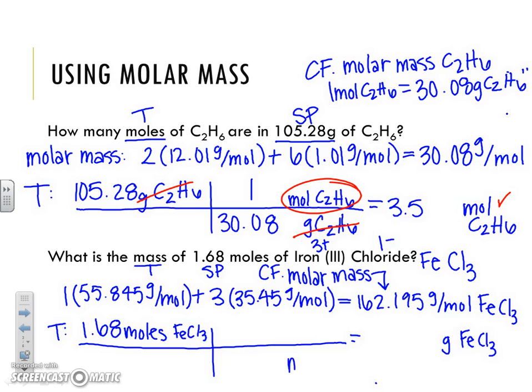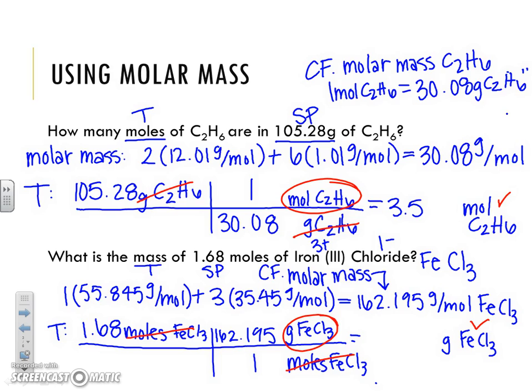I need moles on the bottom to cancel out, and I need grams on the top to match my target. My conversion factor shows me that for 1 mole of iron chloride, I should have 162.195 grams. If I check on my units, my moles cancel. I'm left with grams. That checks out.